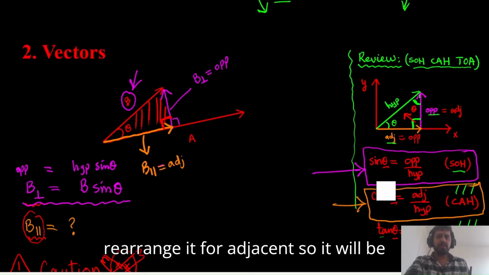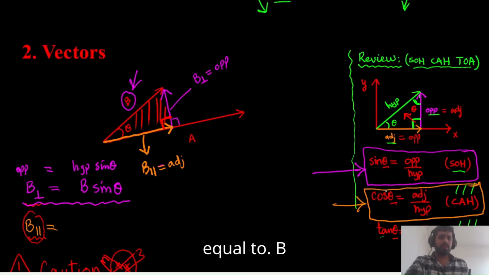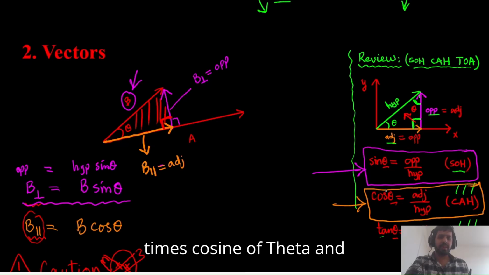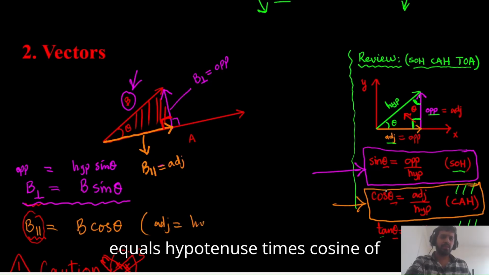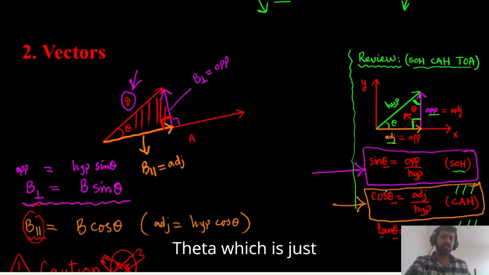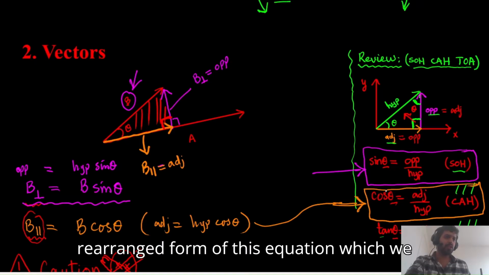So it will be equal to B times cosine of theta. And again, this equation is just adjacent equals hypotenuse times cosine of theta, which is just a rearranged form of this equation which we have here.